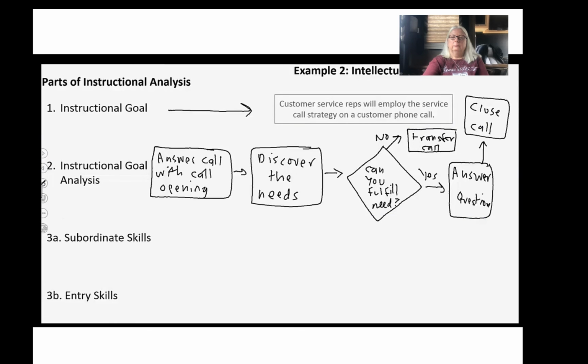Now, even as I look at this, it's not perfect, because can you fulfill the needs? If it's a no, maybe they would need to transfer the call, but they might also need to just tell them, hey, we don't have that information, or hey, I can't do that request for you.